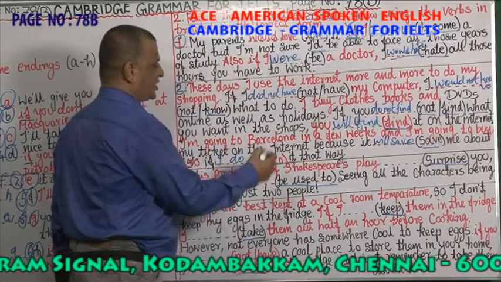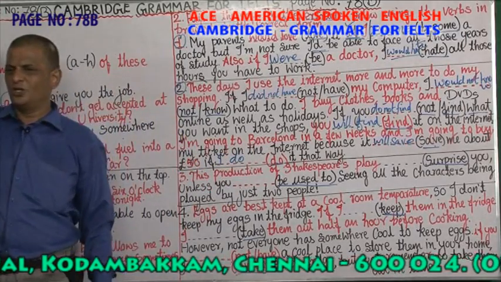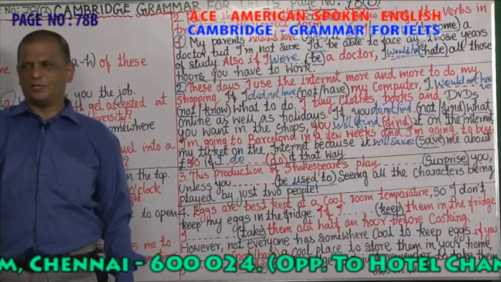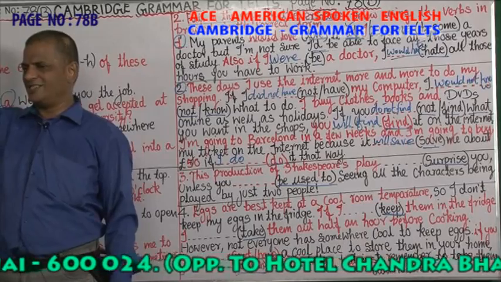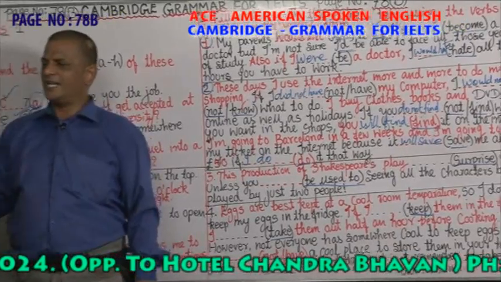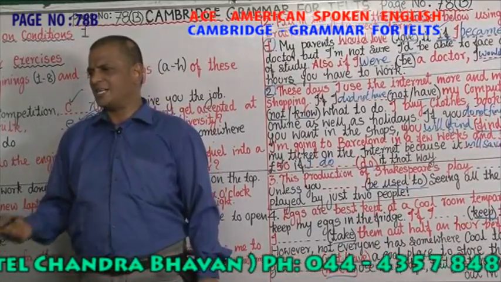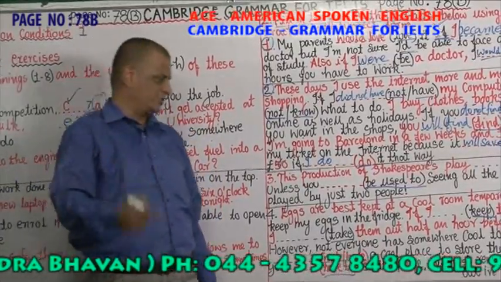So this is what condition, number 1 or 2? 1. 0 condition, 1 condition, 2 condition. 0 condition, present tense, present tense. First condition, present tense, will. Second condition, past tense, will, would, should and could, right?